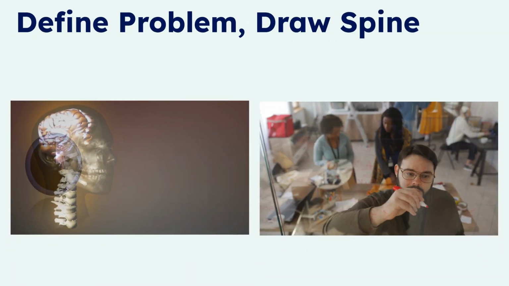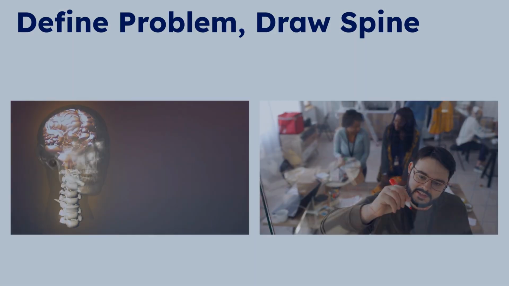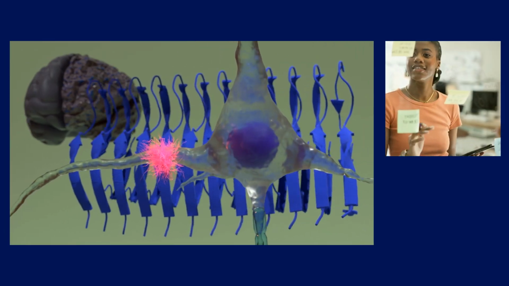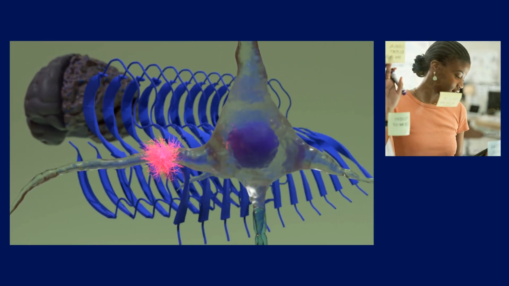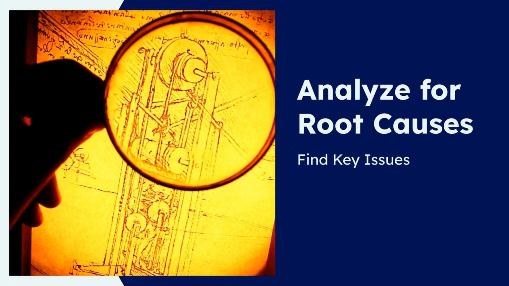Here are the steps to construct an Ishikawa diagram. First, define the problem clearly. Then, draw the head and spine of the diagram. Next, add main categories and brainstorm specific causes for each. Finally, analyze the diagram to find the root causes of the problem.